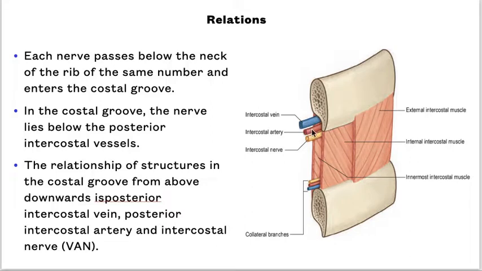Here is the costal groove. The relationship of the structures in the costal groove from above downwards are posterior intercostal vein, posterior intercostal artery, and the intercostal nerve.